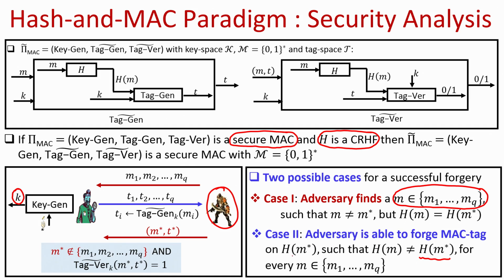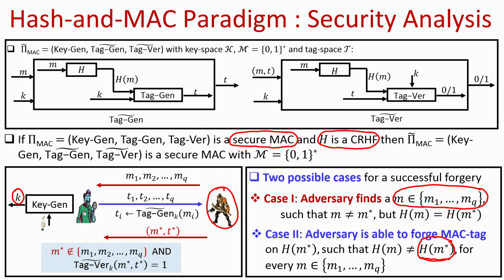But for this case 2 to be true, what the adversary basically has to do is forge a tag on the message H of M star, where H of M star is different from all the H of M's for which the adversary has asked for the tag as per the composed scheme. But this will contradict our assumption that the base message authentication code is CMA secure.